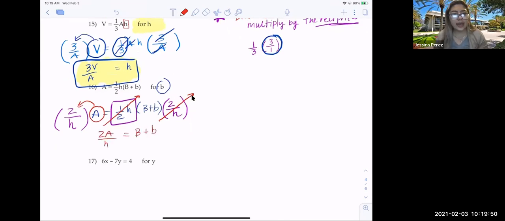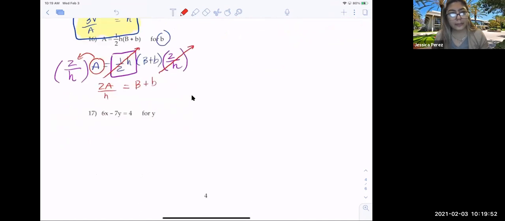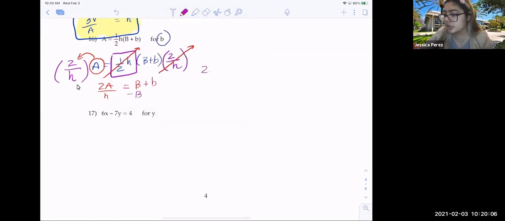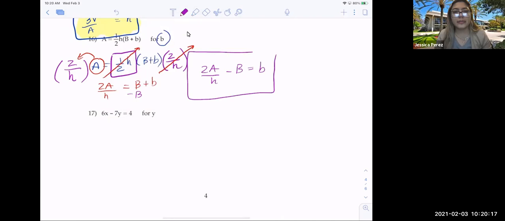So then this is what you have in red. What's the next step if we're trying to solve for little b? What do we have to do? We need to bring this big B to the other side by subtracting big B from both sides. So we have 2a/h minus big B equals little b. And that is how we finish off this problem.